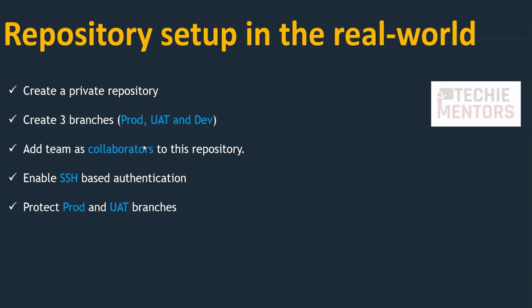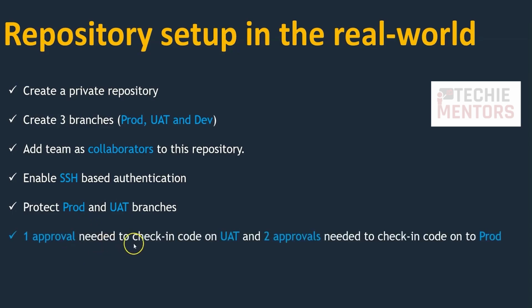Next, protect prod and UAT branches. So here we are creating three branches. Developers can push any kind of code on the dev branch, but not on UAT and prod branches. If they are pushing or checking in any code on UAT or prod branch, it should be in working stage, so that my UAT and prod branches always contain working code. One approval is needed to check in code onto the UAT branch or UAT environment, and 2 approvals are needed to check in code onto the prod branch.